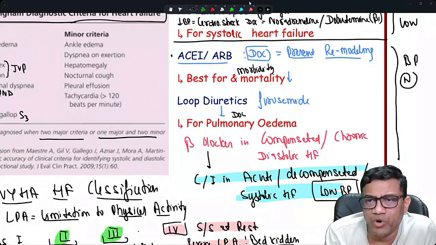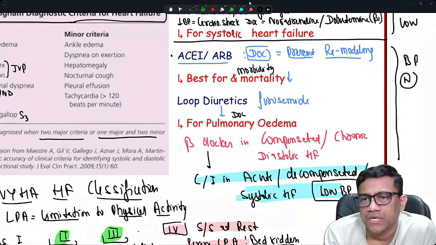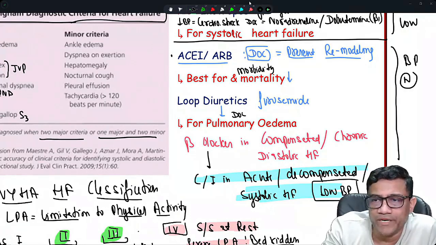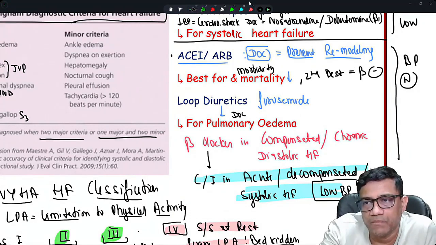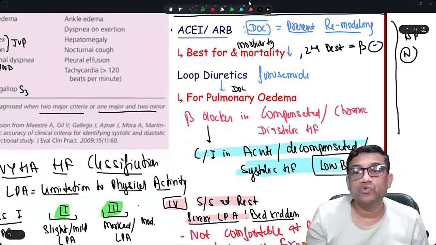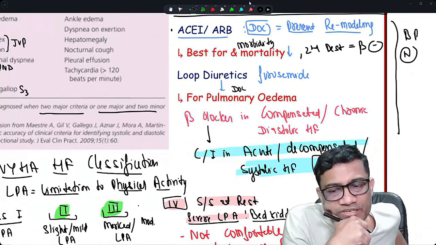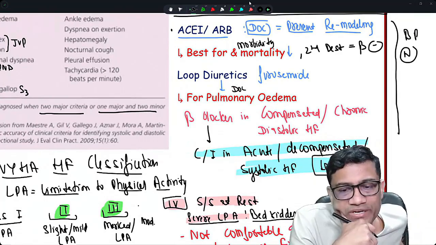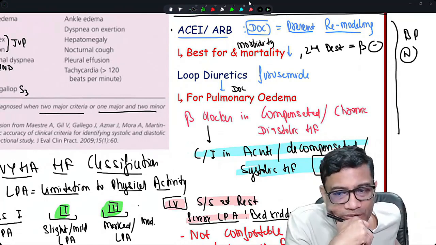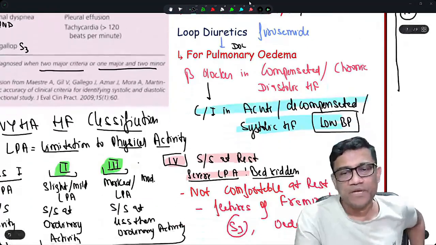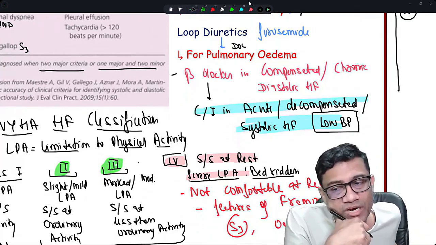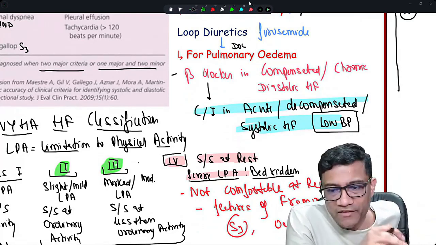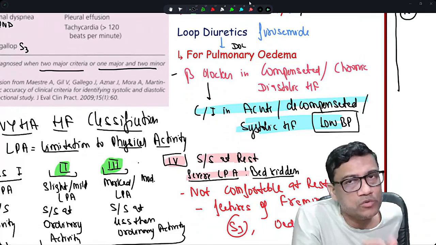Why? They prevent remodeling and they are best for decreasing the mortality and morbidity. And second best is beta blocker. Then we give loop diuretics. Loop diuretics, for example furosemide, are for pulmonary edema. Beta blockers can be used in compensated chronic or diastolic heart failure where BP is maintained. If the BP is not maintained, don't use beta blockers.